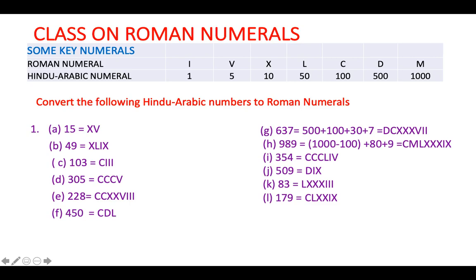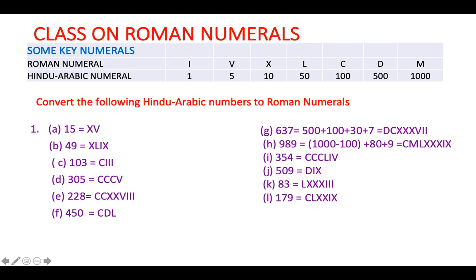Now we will move to a bigger number, a little bit bigger and a little complicated number, but I think it will also be very easy for you. The next number is 637. You see 600, it is not difficult to write because we know how to write 500, we know how to write 100. So 500 plus 100, that means DC. When we have to add any number, we have to put the number on the right-hand side.